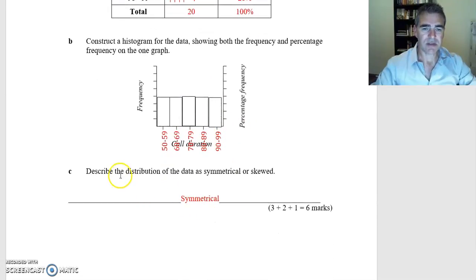Then there's a question, is it symmetrical? In this case, it is. It's the same on both sides if we cut it in half. Remember, it is positively skewed if there's a big tail in the positive direction, and it's negatively skewed if there's a big tail in the negative direction.